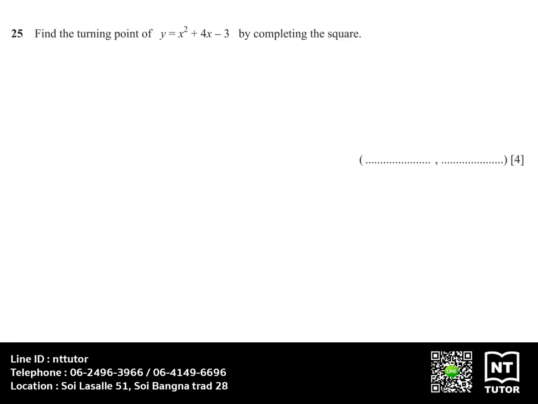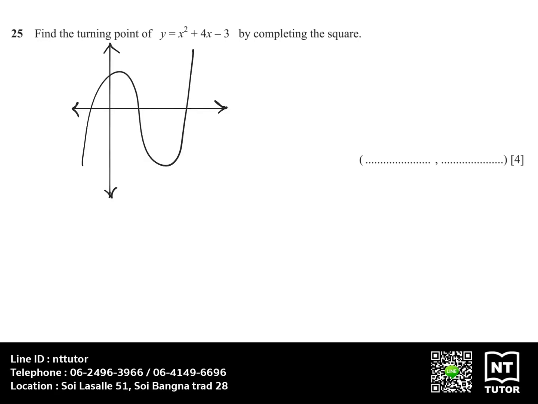Find the turning point of y equals x squared plus 4x minus 3 by completing the square. On a graph, the turning points are the points where the graph completely changes direction. So you're looking for points that are similar to this point and this point where the graph completely changes direction from going upwards to downwards or going downwards to upwards.